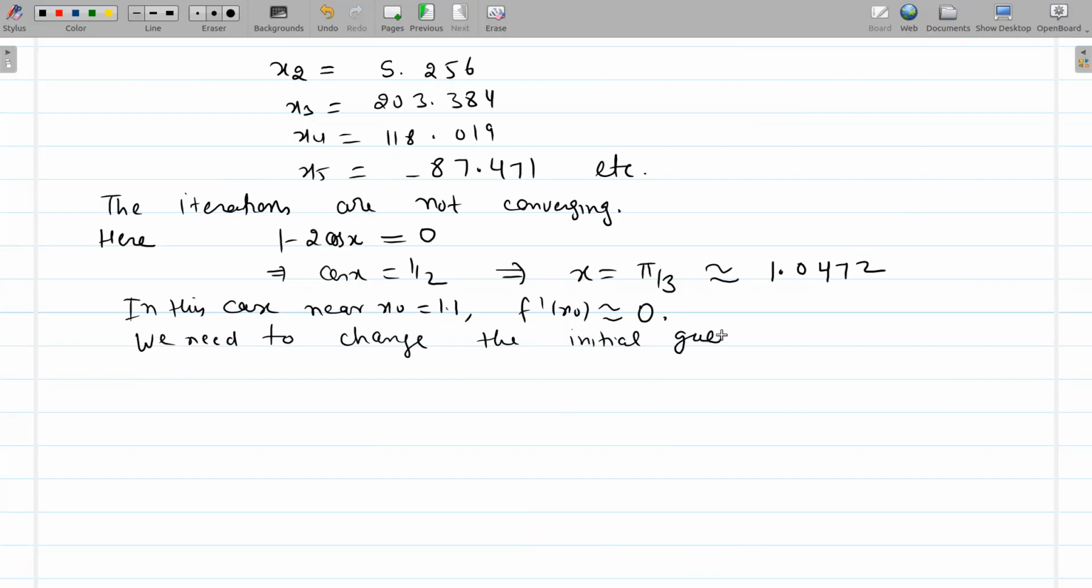अब देखो रूट तो है 1 और 2 में. So let us start with 1.5. 1.1 पे प्रॉब्लम है, थोड़ा आप आगे चले जाओ. लेट अस स्टार्ट 1.5 टू, कहीं से भी शुरू कर लो. So if you start with 1.5, then next answer is 2 sin 1.5 minus 1.5 cos 1.5.